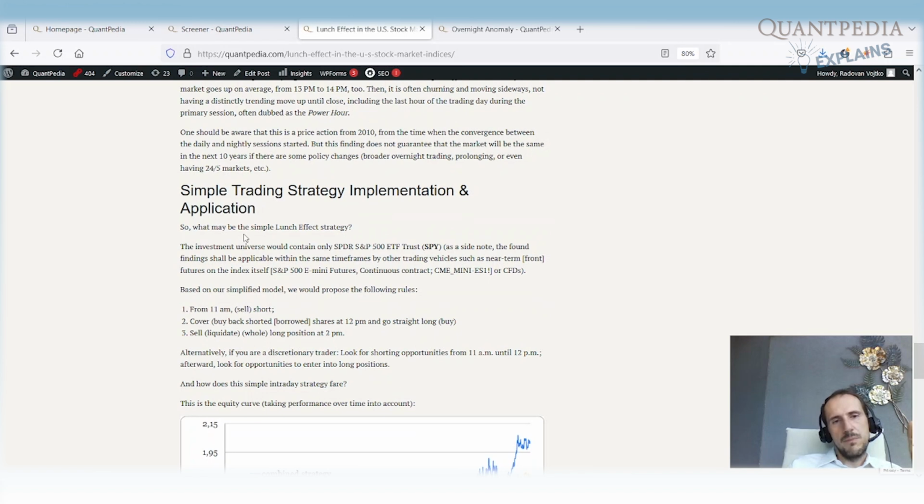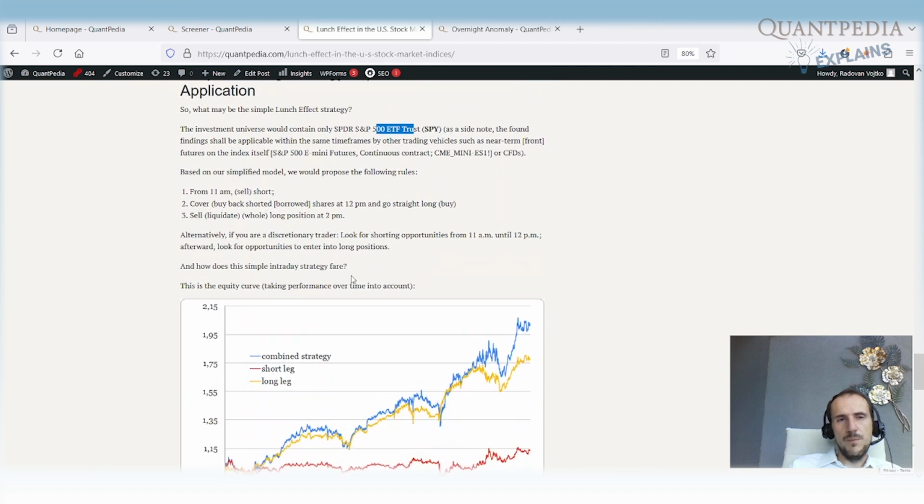So what can be the simple trading strategy and implementation? What may be the simple lunch effect strategy? Our investment universe would contain only the S&P ETF, SPY, but you can use futures or any other instrument to trade. The pattern will probably be the same. From 11 a.m. until noon, we will sell or short the market. We will cover or buy back the shorted shares of SPY at 12 p.m., at noon, and we will go straight long, we will buy. And we will hold the position until 2 p.m.